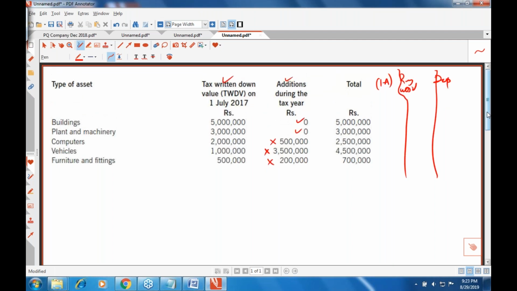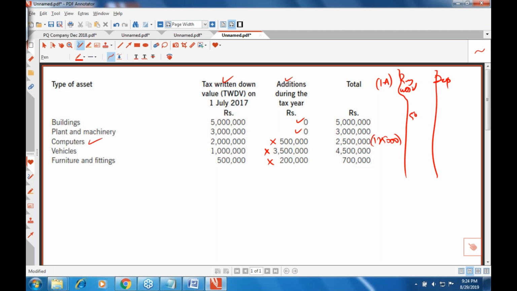Now, what actually needs to happen is you need to try and understand a few things. What is that going to be? The computers can be considered in the plant and machinery. So it's 500,000, 125,000 here. That is what the initial allowance is going to be.